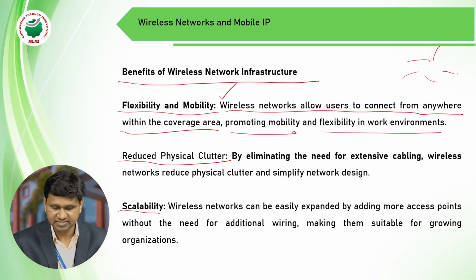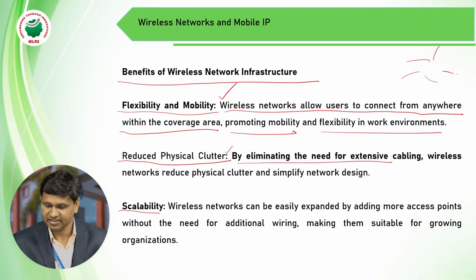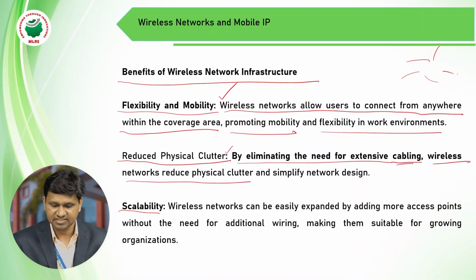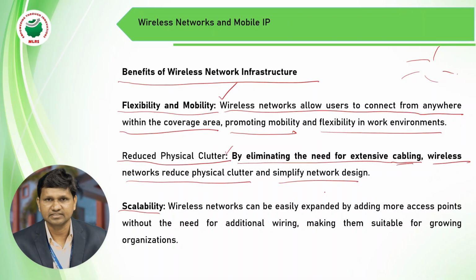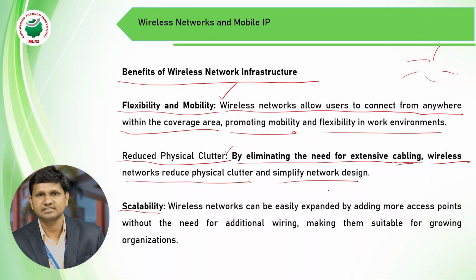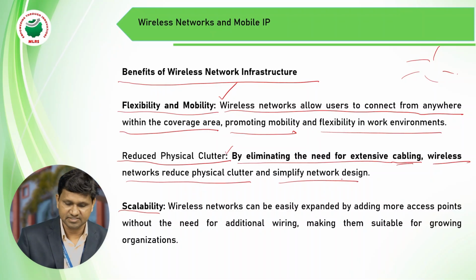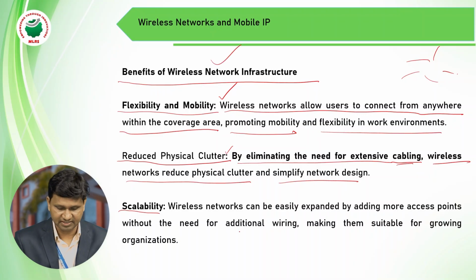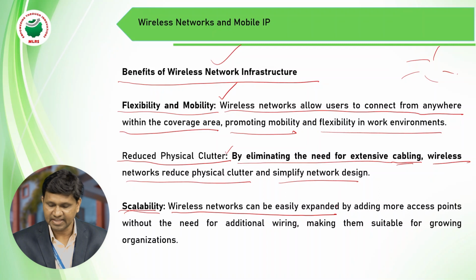Next one is reduced physical clutter by eliminating the need for extensive cabling. So we can reduce the cabling practices. Wireless networks reduce physical clutter and simplify network design. Without cabling also we can exchange the data, as we discussed in the previous video on wireless networks. Next one is scalability. Wireless networks can be easily expanded by adding more access points.